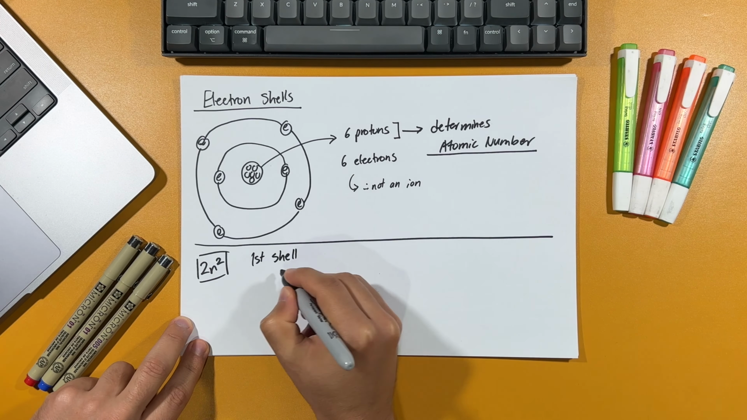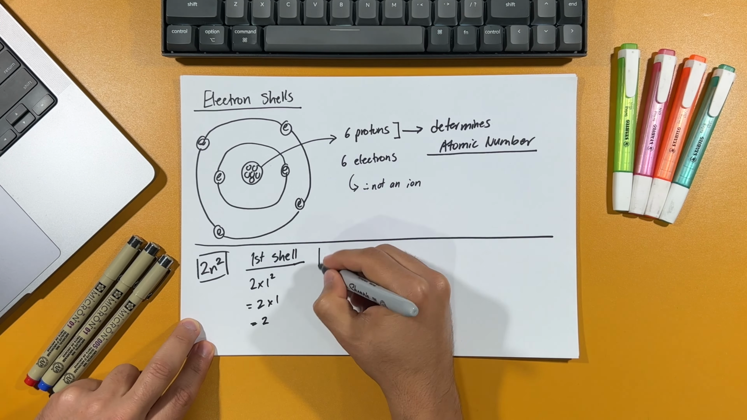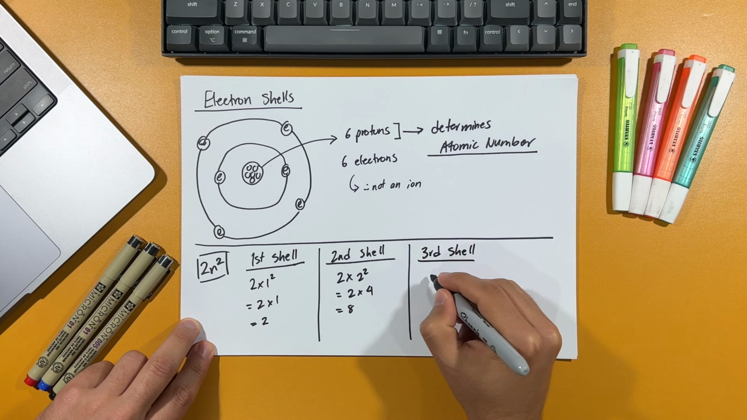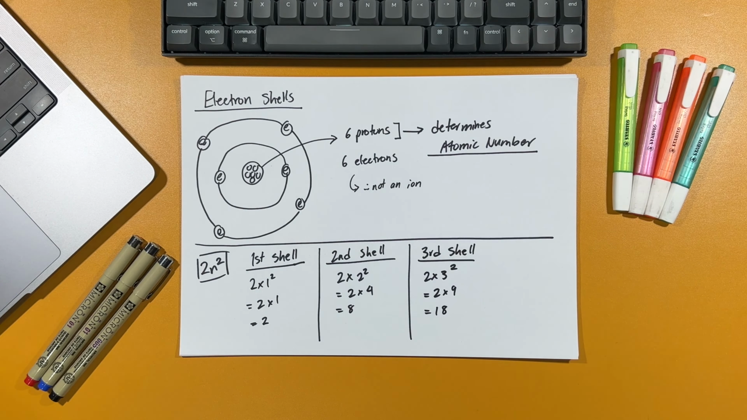So in the first shell, it'd be 2 times 1 squared, which is 2. The second shell would be 2 times 2 squared, which is 8. And the third shell will be 2 times 3 squared, which is 18, and so on. And this will keep on going until you account for all electrons.